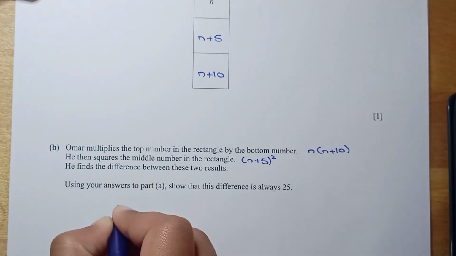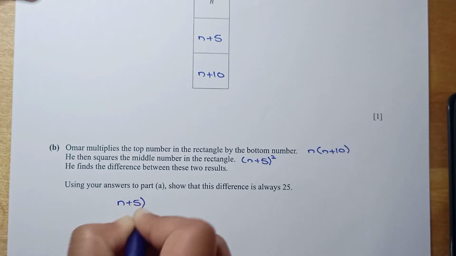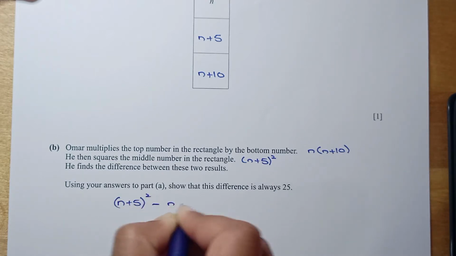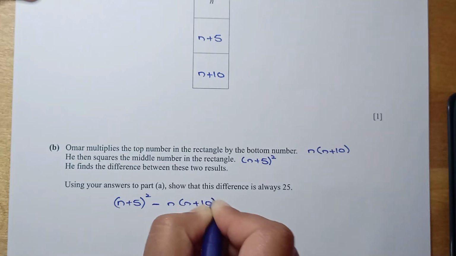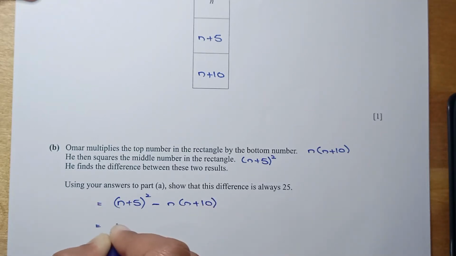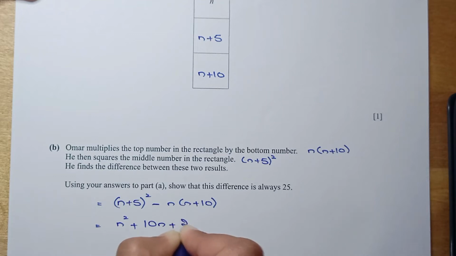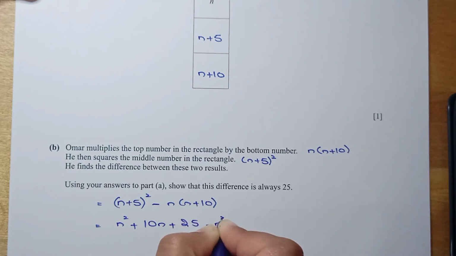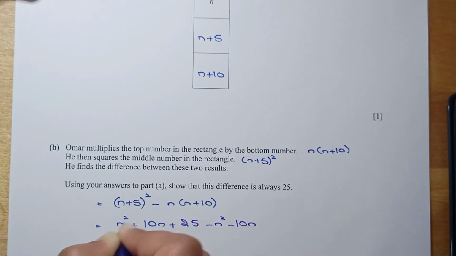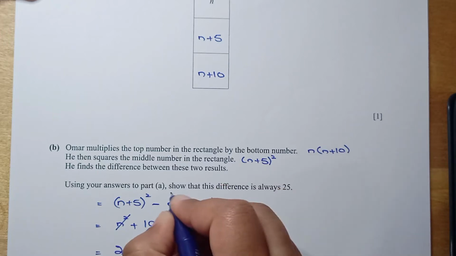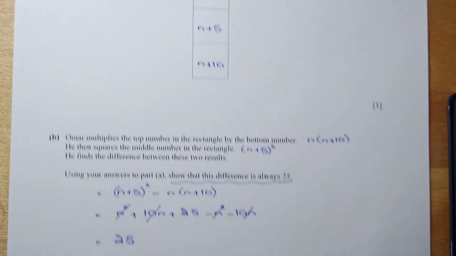So we have n plus 5 whole square and its difference with n into n plus 10, right? Okay, so n square plus 10n plus 25 minus n square minus 10n. So n square, 10n minus 10n, we are left with 25. Yes, we have shown that this difference is always equal to 25.